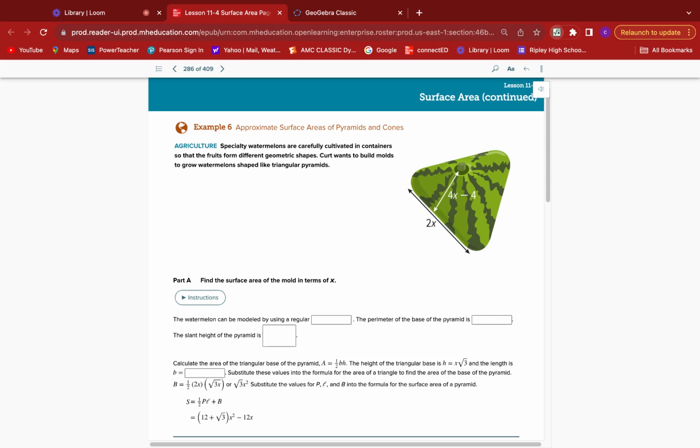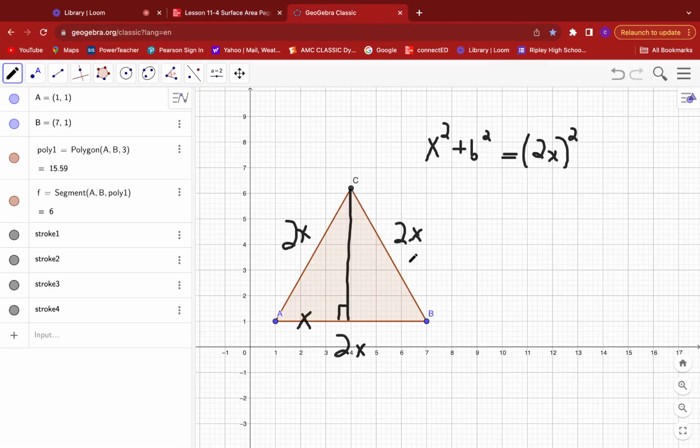So this is your height of the triangular base. What you just found is this height of the triangular base. It is x square root of 3. Now this is important because the base is a triangle and the formula for the area is 1/2 base times height. So we have the base is 2x, which goes in for the b, and the height is the x square root of 3. That goes in for the h.